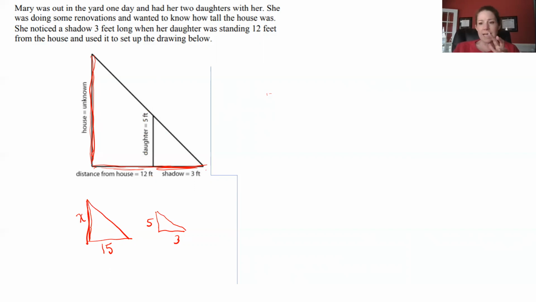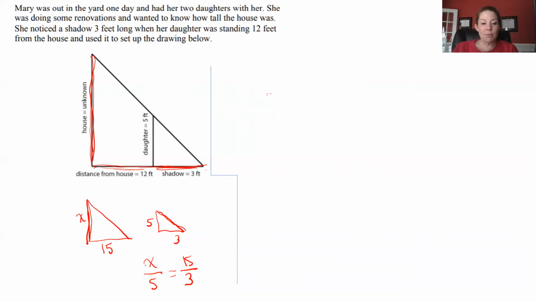Now that's only at that one time of day, because as the sun moves, the shadow length is going to change, but it's enough to give us what we need. All right, since these are similar triangles, we're going to compare side lengths. Remember when we worked with ratios and proportions? The height of the house corresponds to the height of the daughter, as the shadow of the house corresponds to the shadow of the daughter.